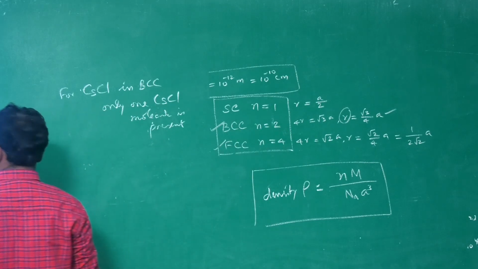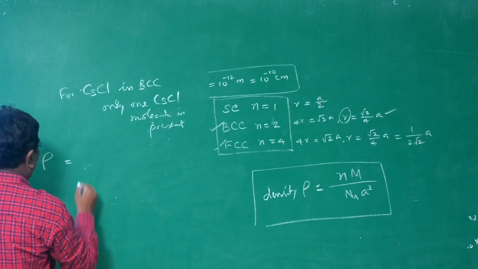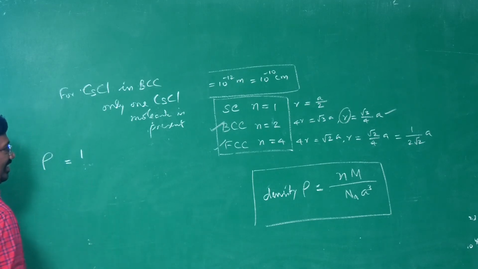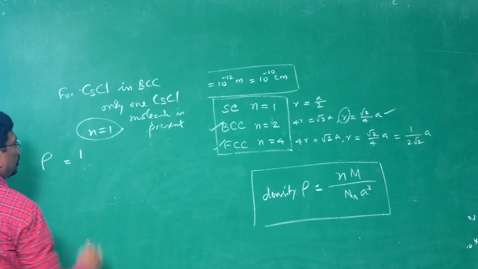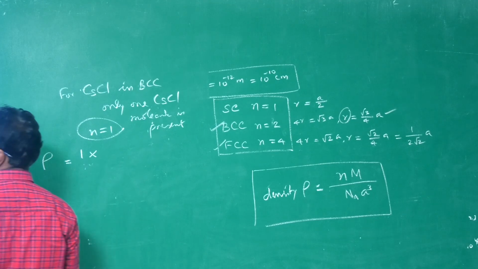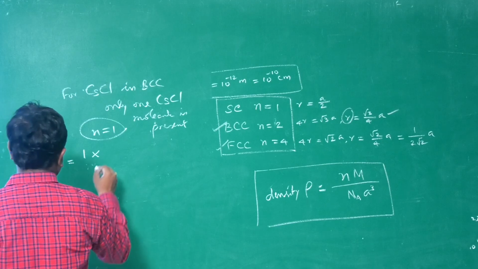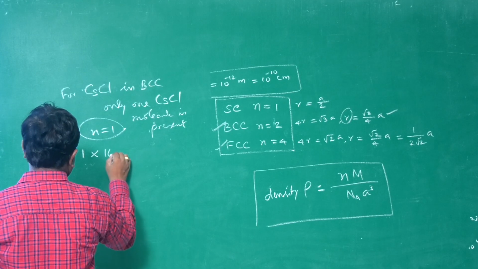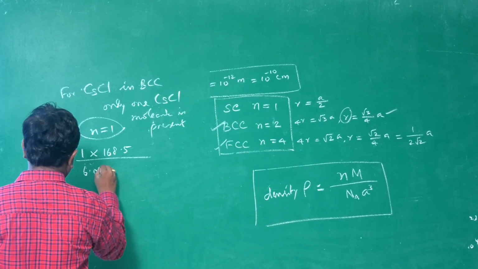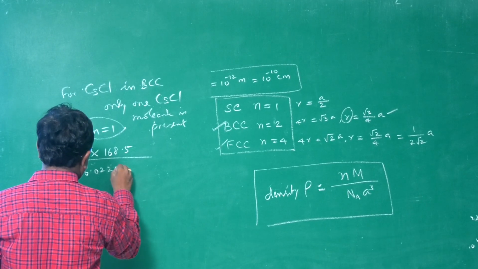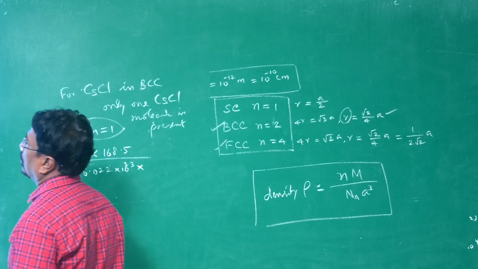Then density is equal to, that is the formula, number of molecules n is equal to 1, into molar mass. What is the molar mass? Molar mass of cesium chloride is 168.5, divided by Avogadro number 6.022 × 10^23, into a cube. Edge length is given as 4.